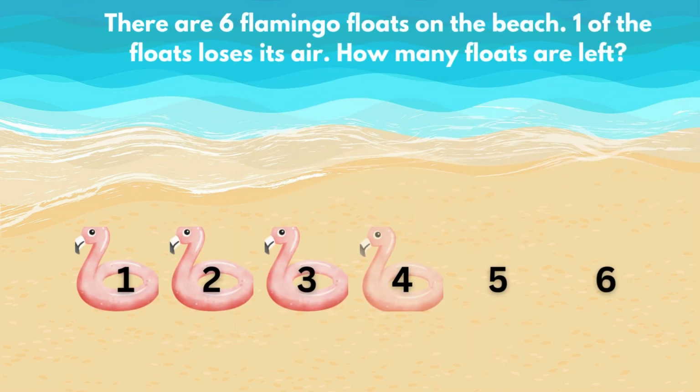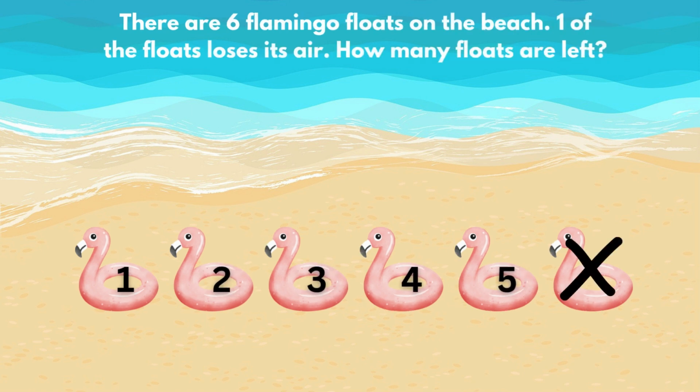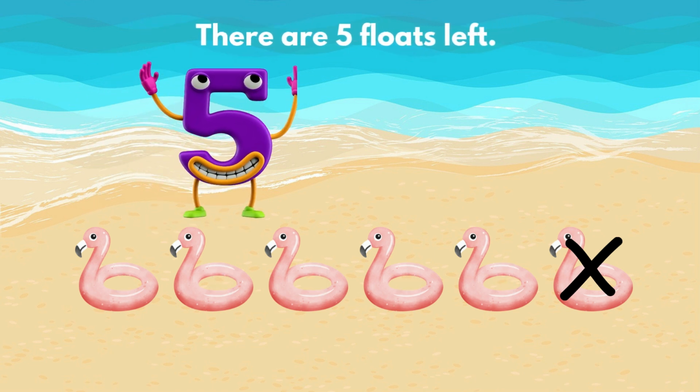There are 6 flamingo floats on the beach. One of the floats loses its air. How many floats are left? There are 5 floats left.